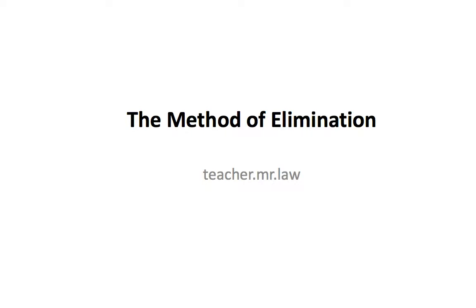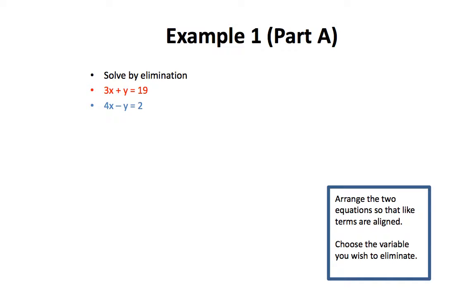In today's lesson, we'll be learning the method of elimination. In our first example, we want to solve the linear system by elimination. We first want to arrange the two equations so that like terms are aligned. My first equation is 3x plus y equals 19, while my second equation is 4x minus y equals 2. As you can see, like terms are already aligned. 3x is above 4x, positive y is above negative y, and 19 is above 2.